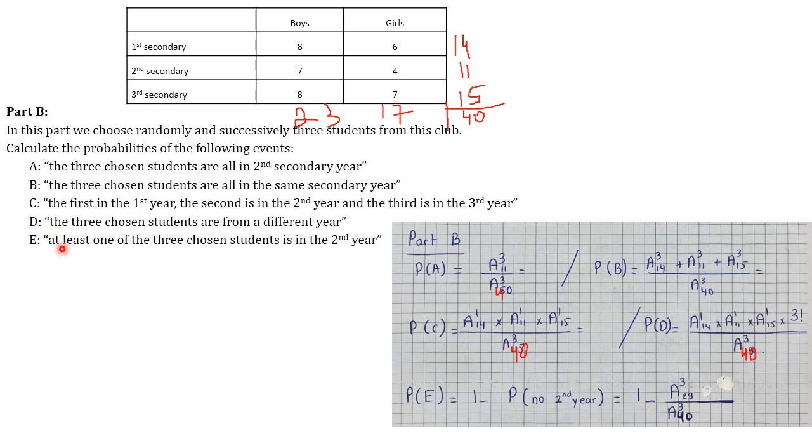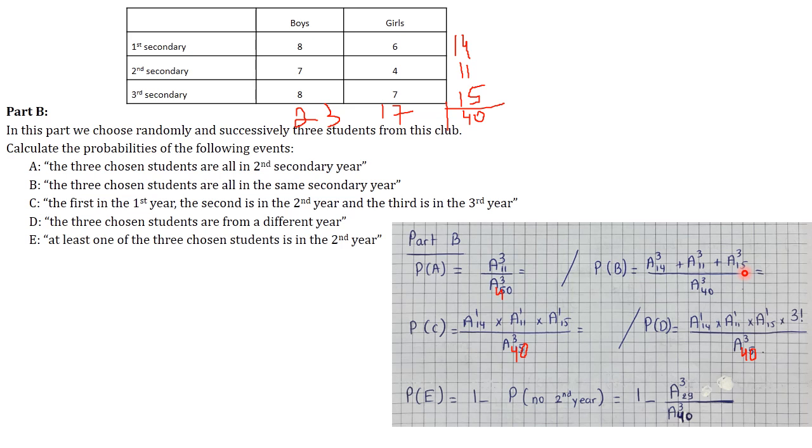You can put it on the calculator also to find the answer. The 3 chosen students are all in the same secondary year, so they are either in first or second or third secondary year. So the 3 students, they are from first, or means plus, from second or from third secondary year.